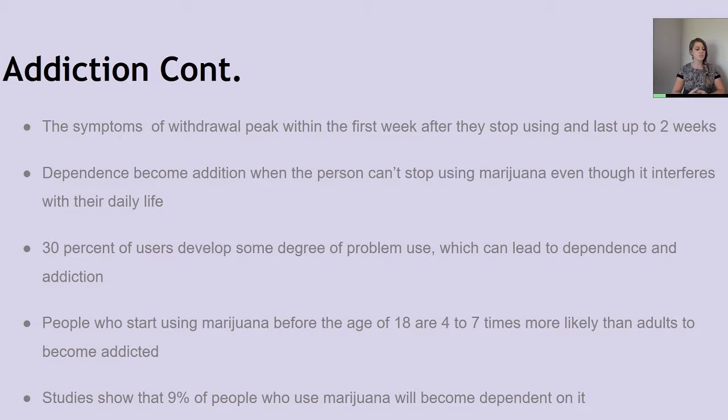So the symptoms of withdrawal peak within the first week after someone stops using, and it also lasts for up to 2 weeks. Dependence becomes addiction when the person can't stop using marijuana even though it interferes with their daily life. And 30% of users develop some degree of a problem use disorder, which can lead to dependence or addiction. And people who start using marijuana before the age of 18 are 4 to 7 times more likely than adults to become addicted.